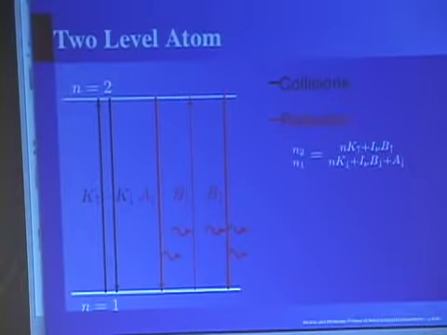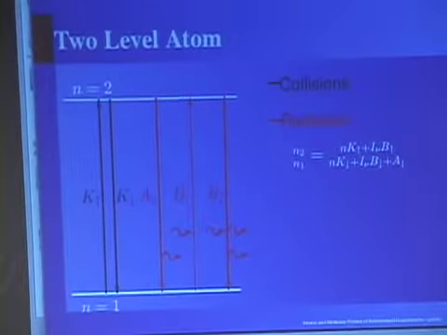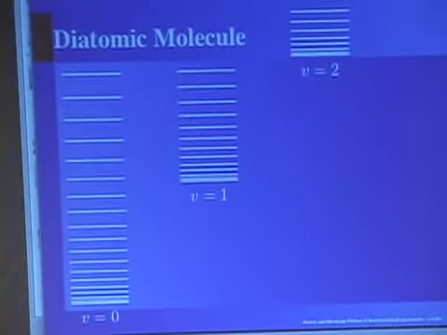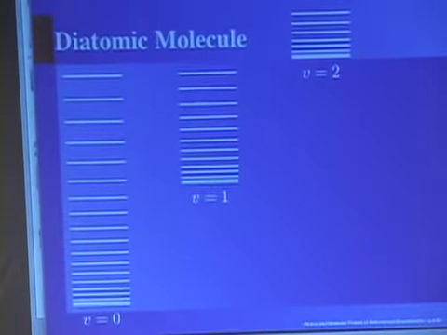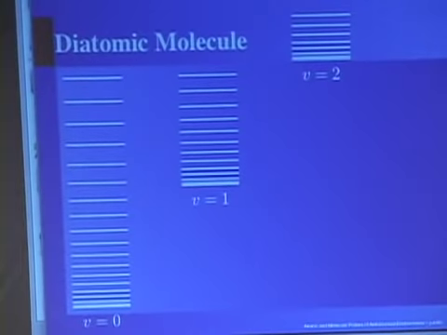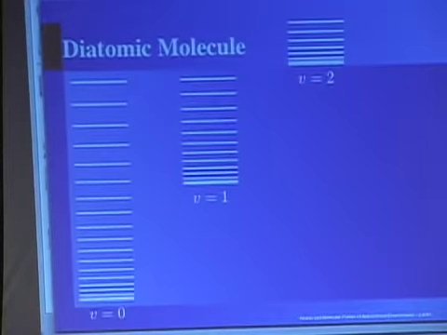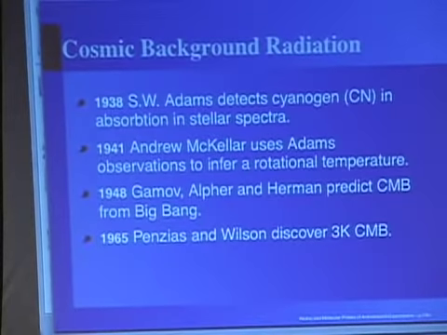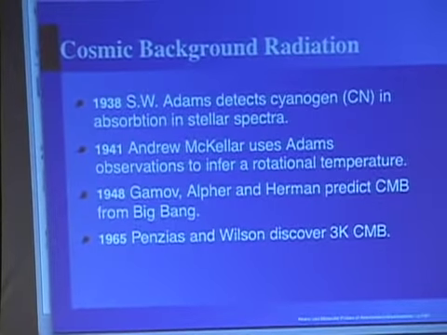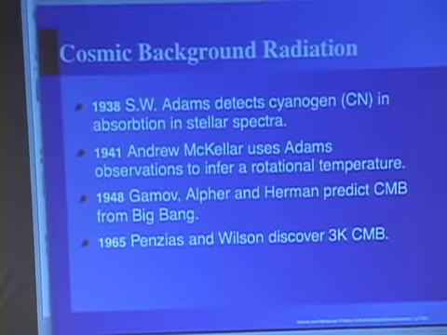We can use these then along with chemical models to figure out what's going on. It can get complicated pretty fast. Even when you get up to diatomic molecules, there's lots of rotational states within each vibrational state, and then lots of vibrational states. But it's interesting, and here's the cosmic background radiation.